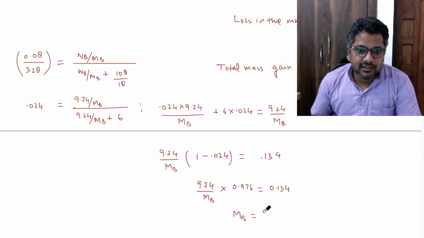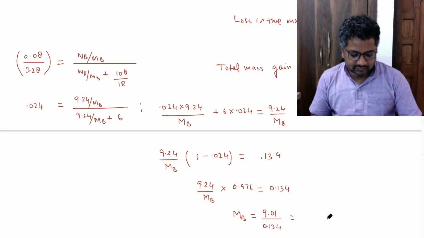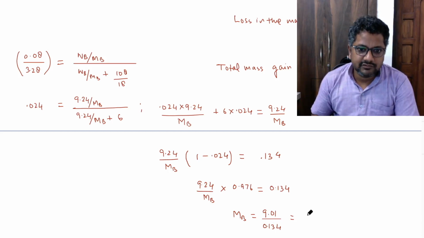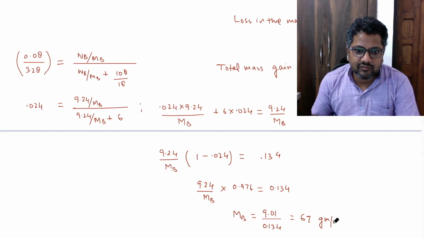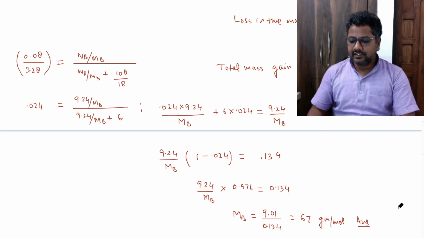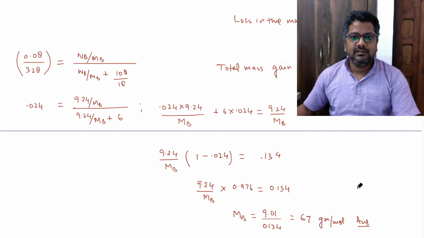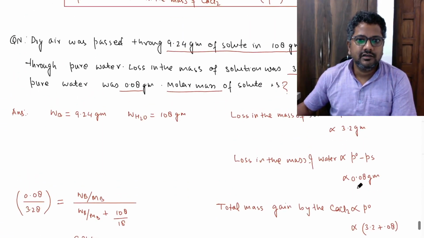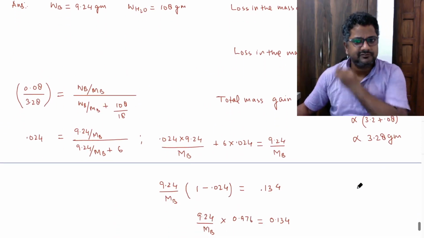So 9.01 divided by 0.134 is equal to 67 grams per mole, right? So this is the answer. So in this way you can calculate the exact molar mass of solute, right?